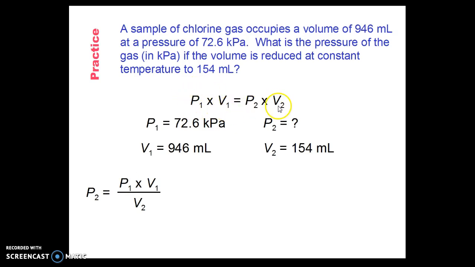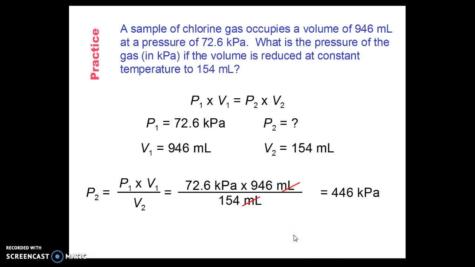You divide both sides by V2, and you get P1V1 over V2. That's where you now put in the numerical value of the variables, 72.6 kPa, 946 milliliters, and 154 milliliters. Milliliters over milliliters is 1, and we come up with 446 kPa. As we expected, the pressure is going up.